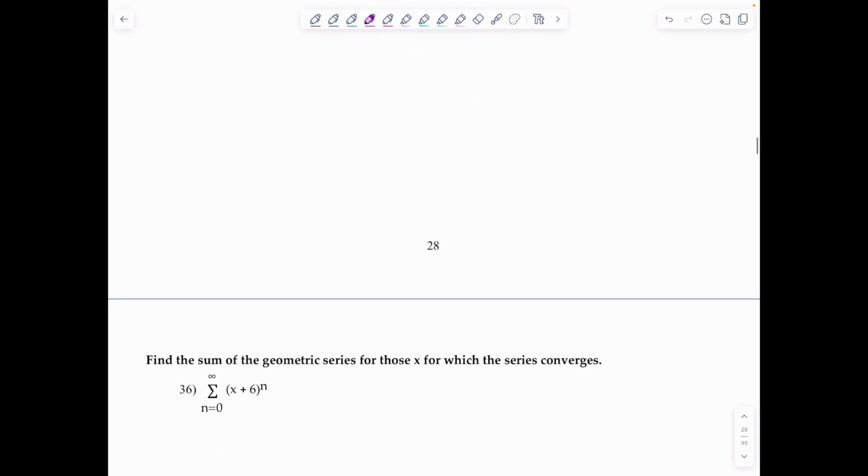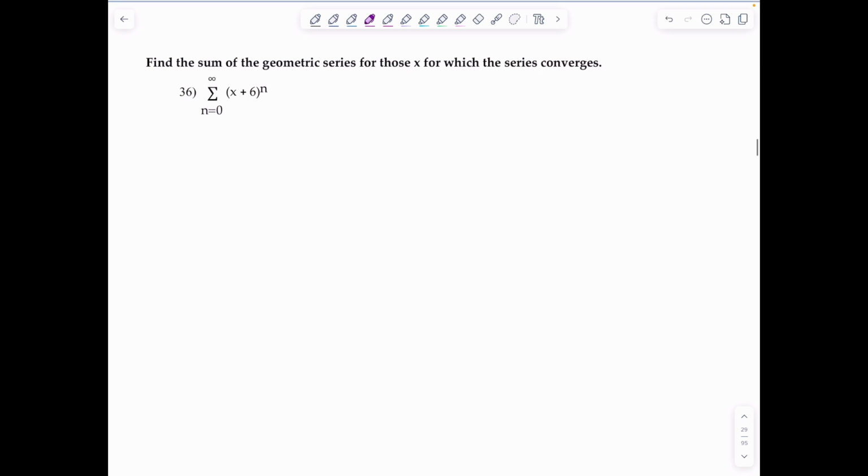Okay, here we go. Now let's practice. Find the sum of the geometric series for those x for which the series converges. So why don't you pause the video, try this one on your own. You need to figure out what x values the series converges for, and then go ahead and find the sum.